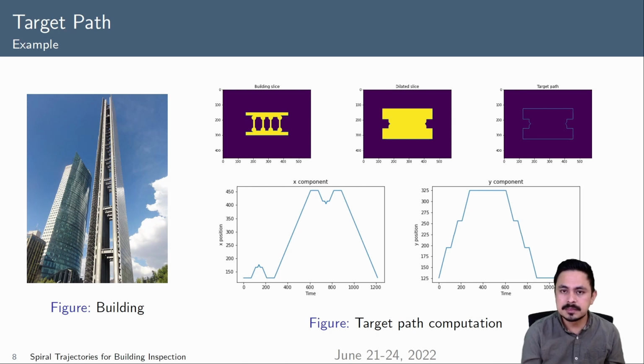Then we split this target path into the X component and the Y component. Here we can see the X component and the Y component. In this case, we are mapping from the workspace to a time space because this trajectory has to be followed in a determined time. As we can see, each of these components resembles a one-dimension signal. So these signals will be mapped to the frequency domain in the next step.